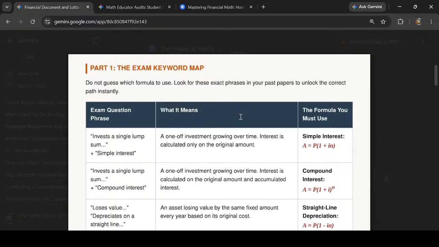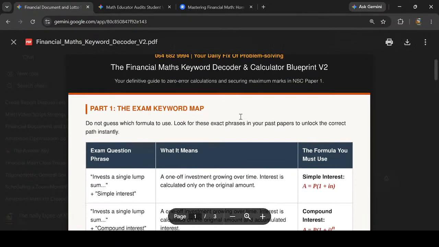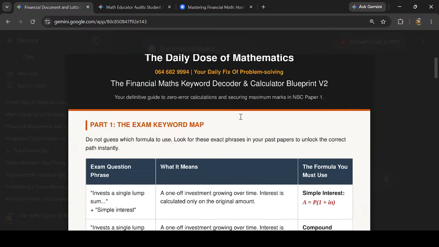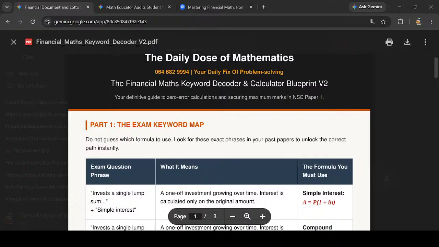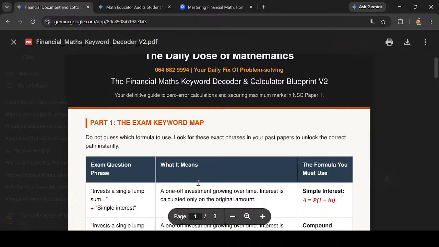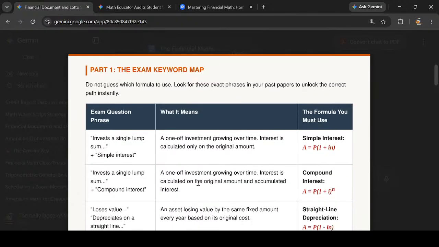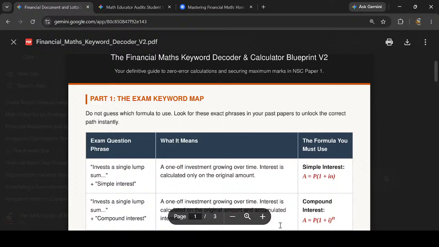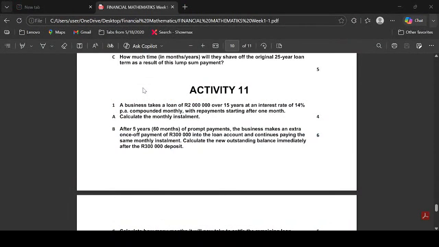The worksheet is the exam keyword map. I didn't want the exam keyword; I wanted us to go to the worksheet directly. Basically, on that worksheet, there's a definition where we define what a present value is and what the future value is. I think it has to be around example 5 or 4. Just check it.